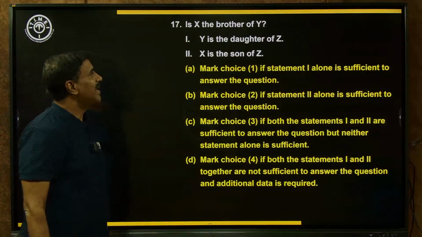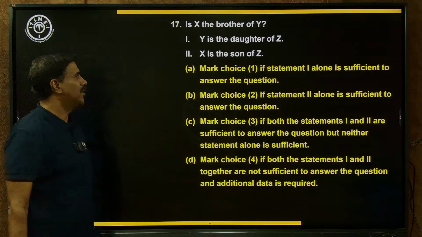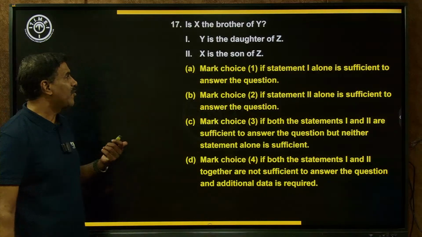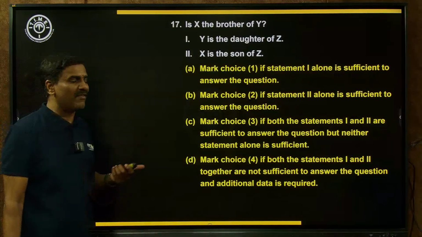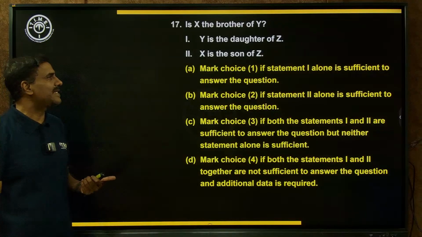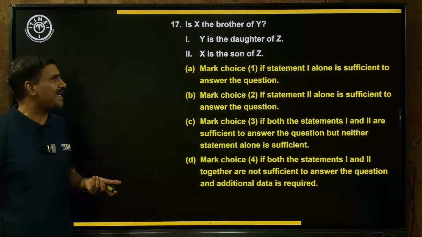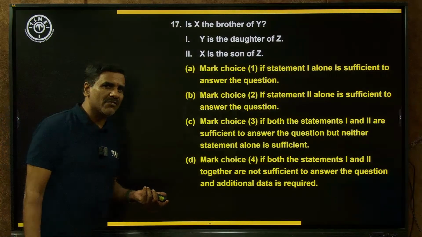Is x the brother of y or not is the question. The first statement says y is the daughter of z. There is no data about x there, so we can say that the first statement is not sufficient. And the second statement says x is the son of z, and there is no data about y here. So the first statement and second statement independently are not sufficient.